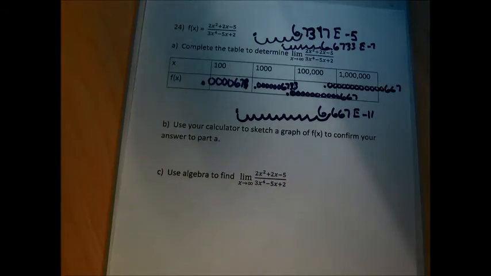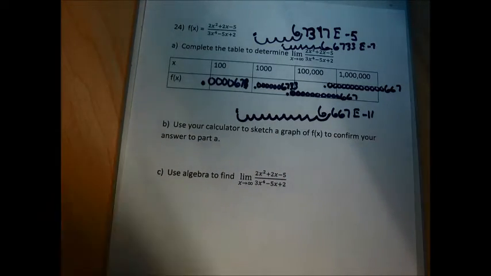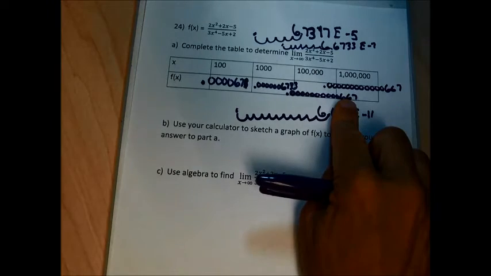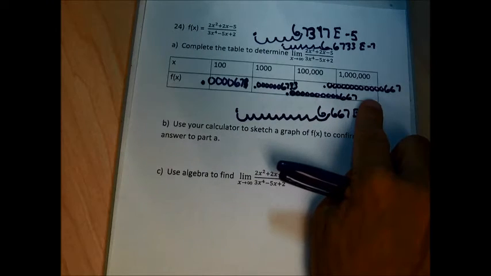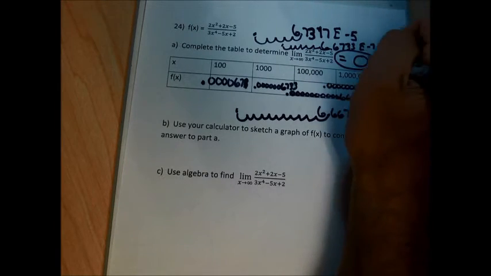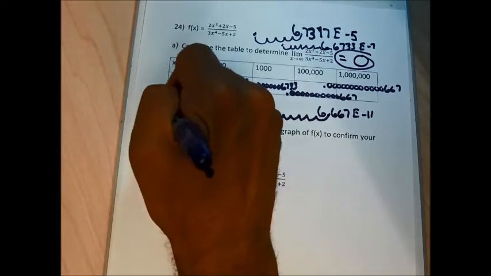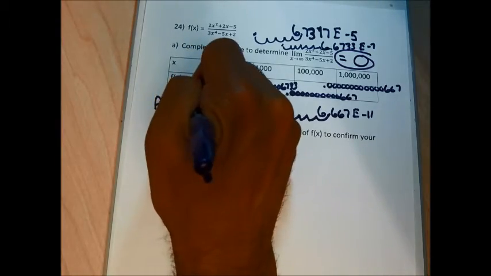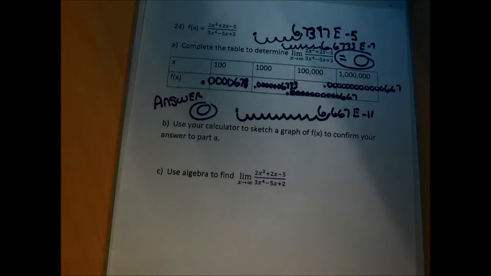Well, that tells me what the limit is, because each one of these numbers is positive, but it's getting progressively smaller. It's getting progressively closer to 0. So I'm going to say the answer to part A, the limit is going to be 0.